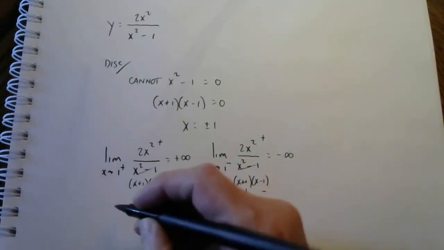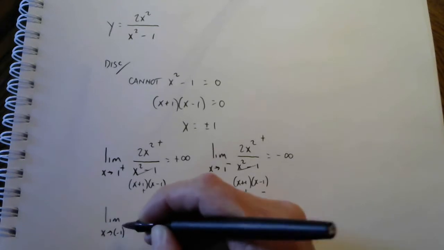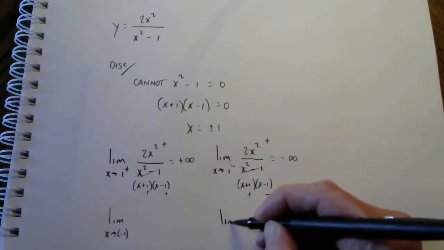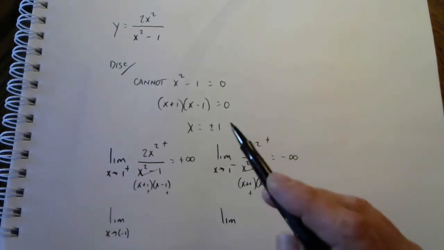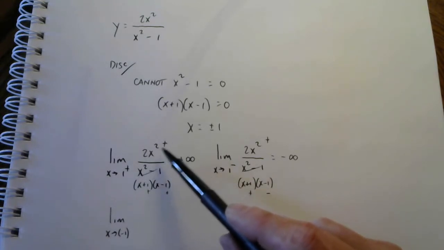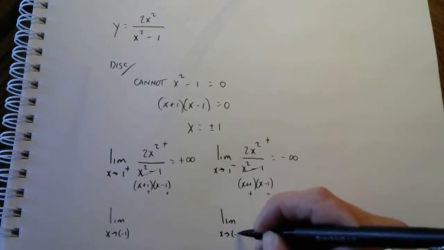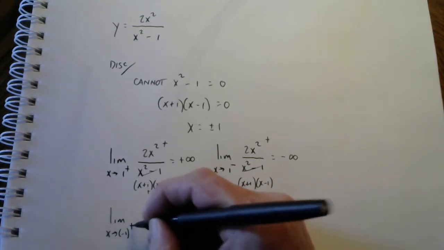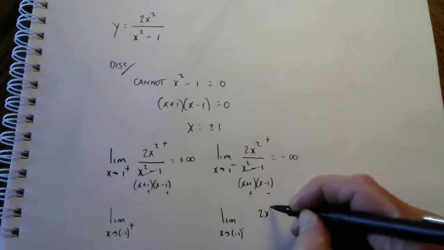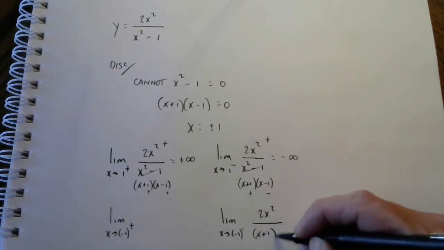So I'll do the same with negative 1. And again, I'm going to see that it's the same value. I'm going to have 2 over 0, which is non-zero again. So I need to do both left and right. And I'll write the factored version here.